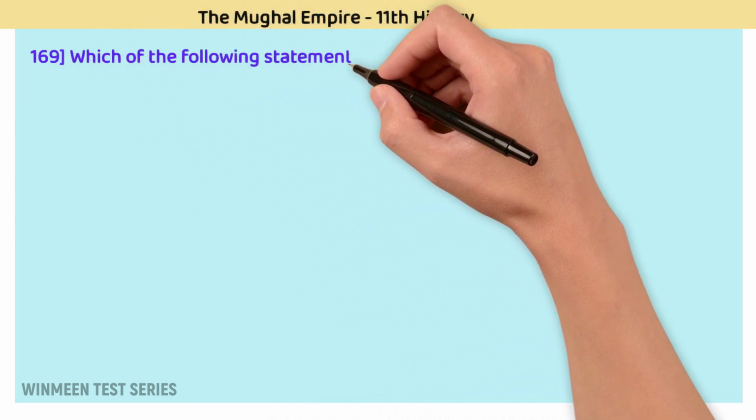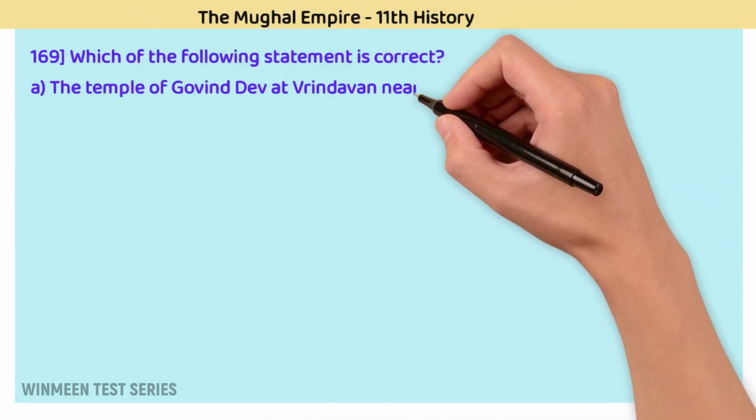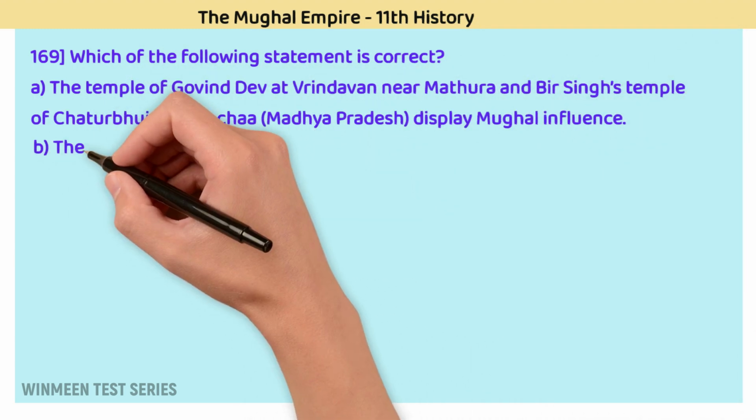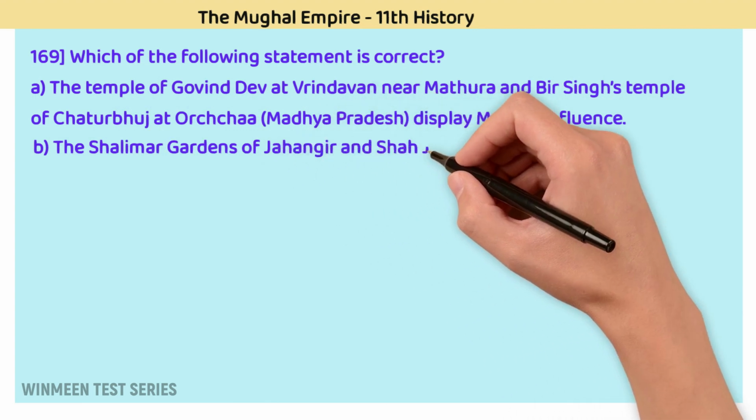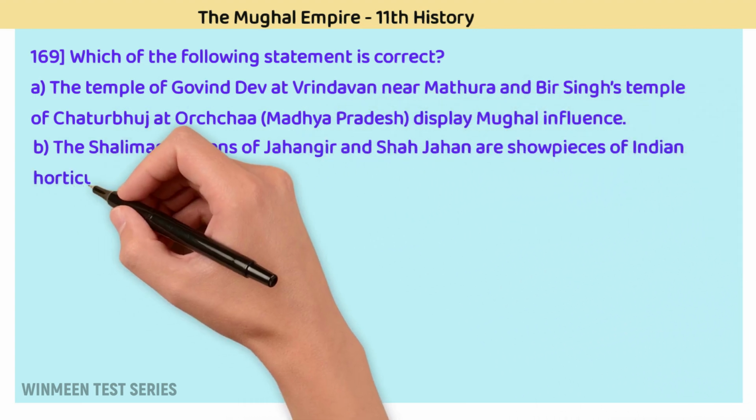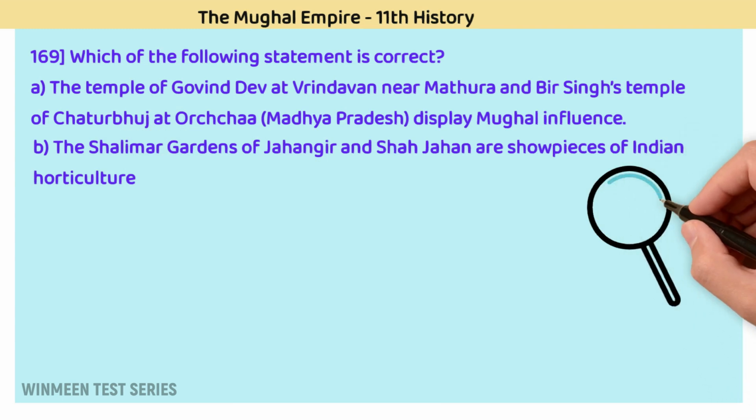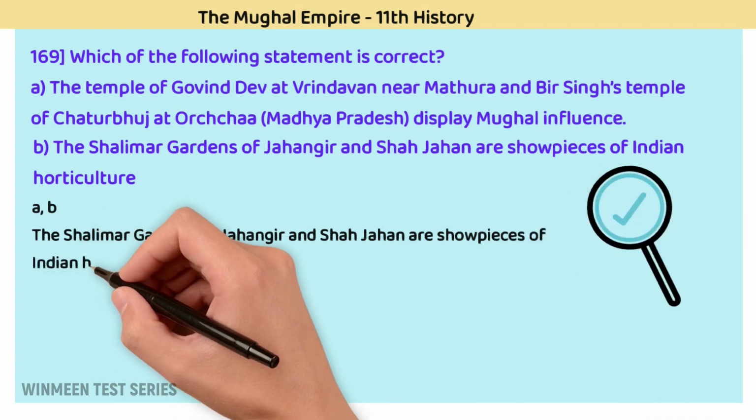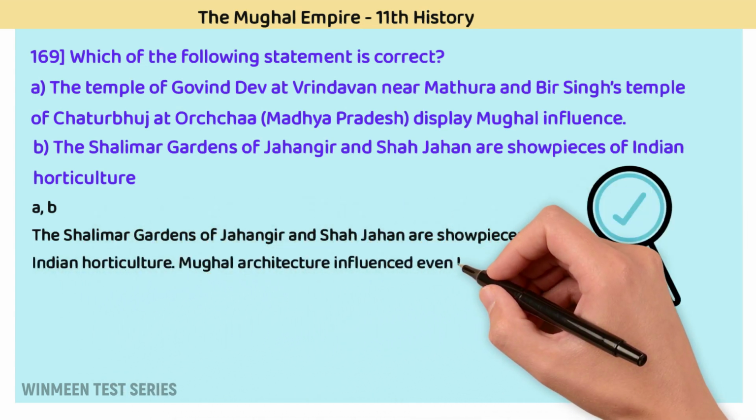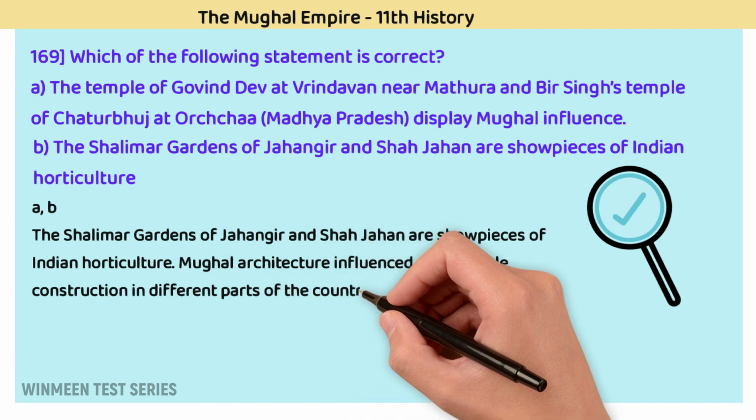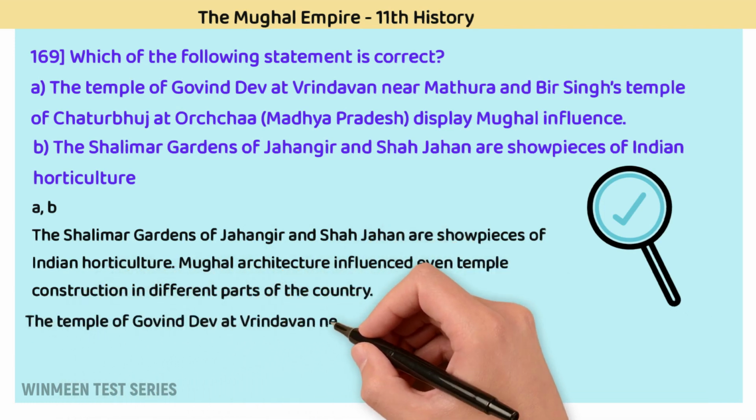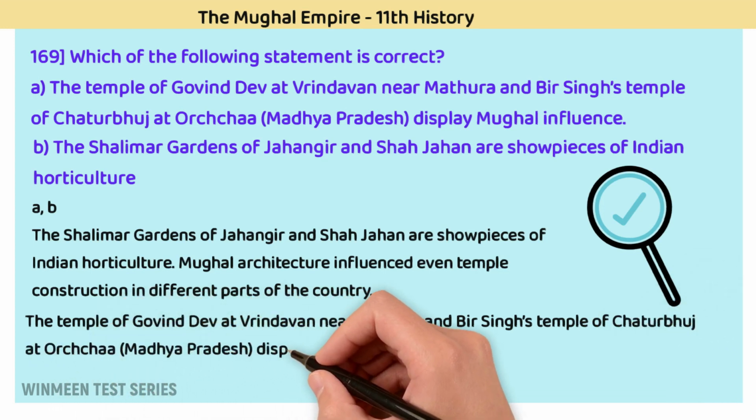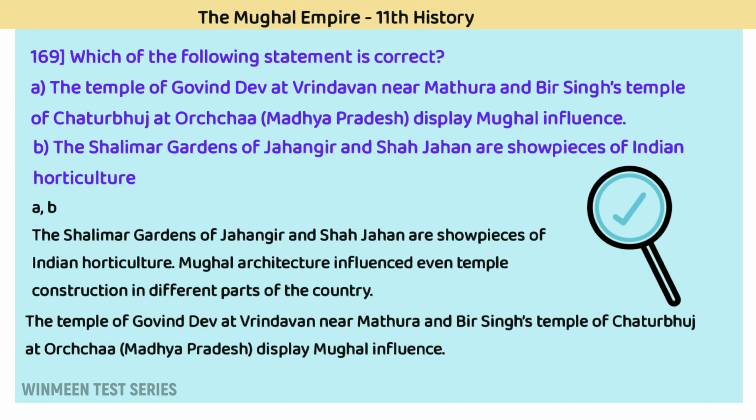Question number 169. Which of the following statements is correct? The temple of Govind Dev at Vrindavan near Mathura and Bir Singh's temple of Chaturbhuj at Orchha, Madhya Pradesh display Mughal influence. The Shalimar gardens of Jahangir and Shah Jahan are showpieces of Indian horticulture. The answer is both the statements are correct. Mughal architecture influenced even temple construction in different parts of the country.